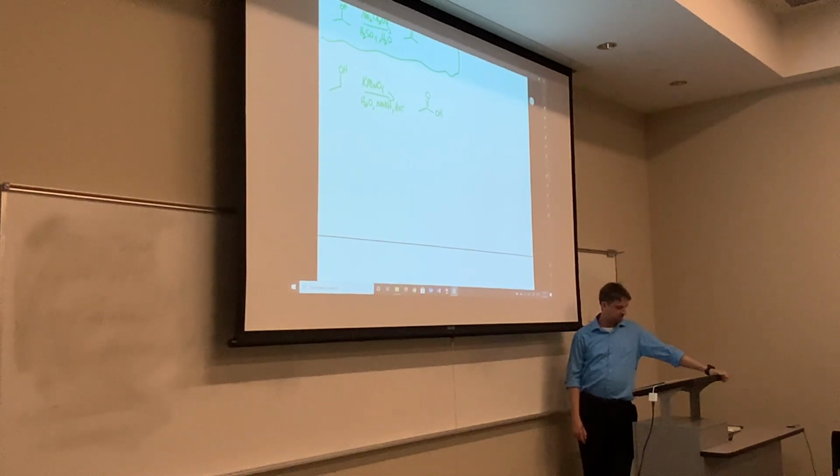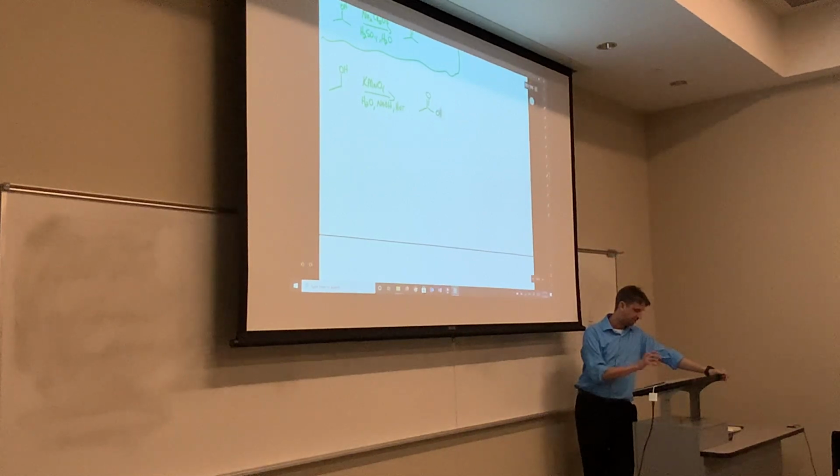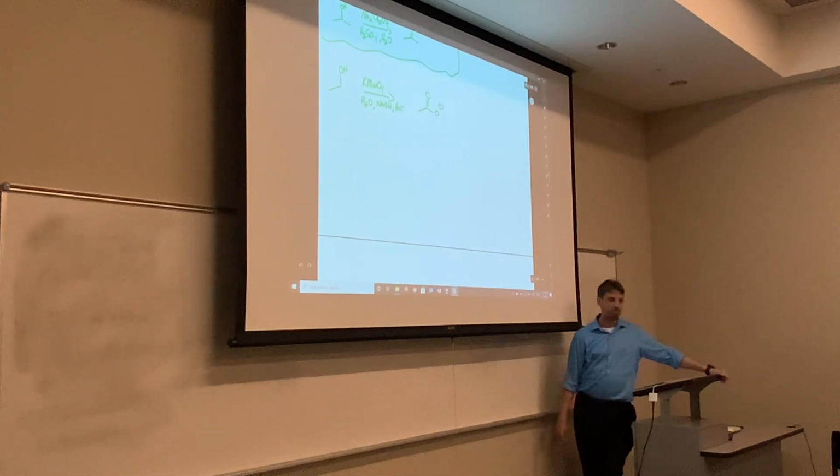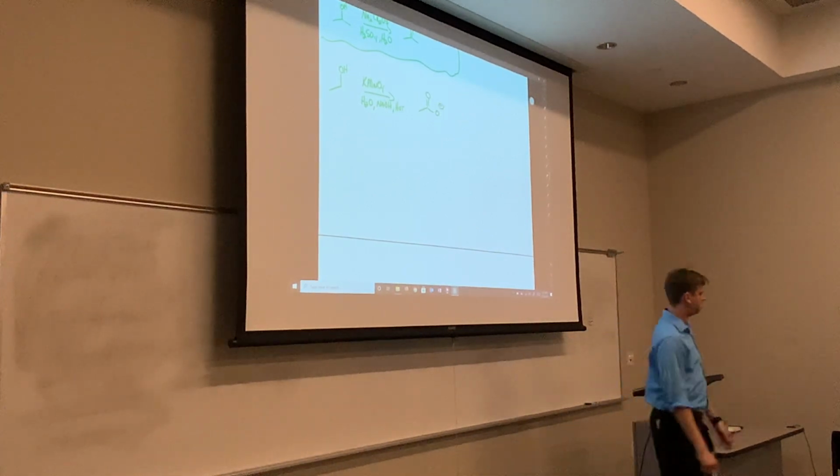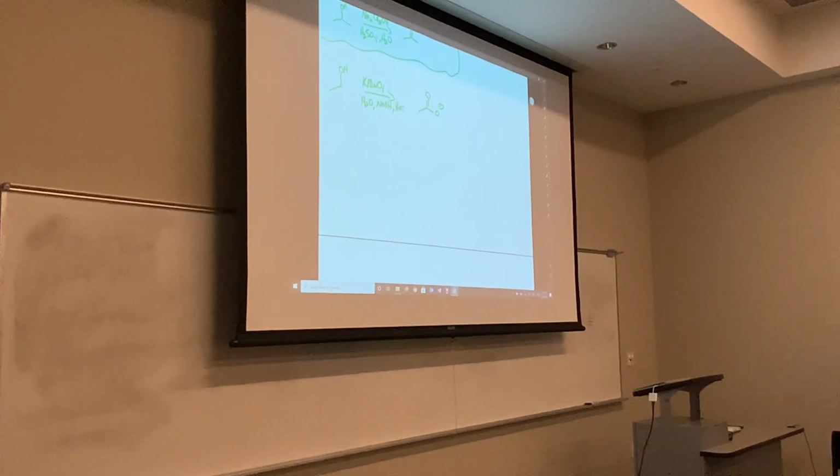Well, let me be technical about it. It's going to take it into a carboxylate. Why would this make it to a carboxylate and not a carboxylic acid?